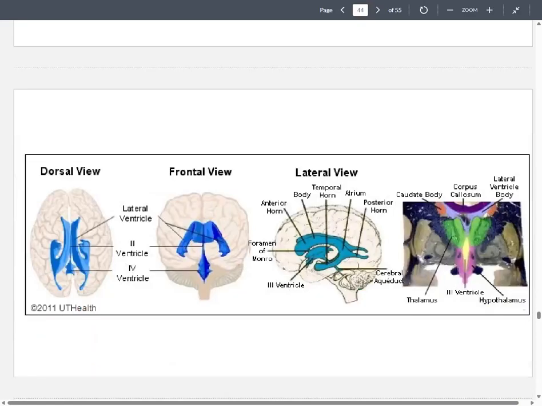Here we have the ventricles, or spaces within the brain. There are 4 of them. 1 and 2 are these sloping, or these curved ones. There's going to be 1 in each hemisphere running front to back. The 3rd one is going to be located in the middle, and the 4th one is going to run down the brainstem and connect to the spinal cord.